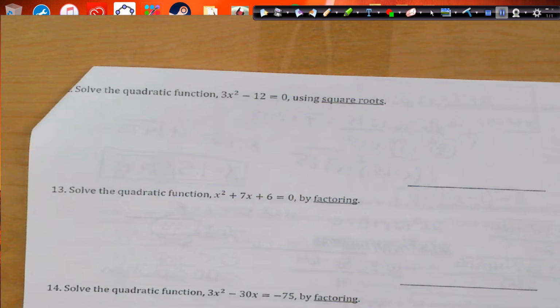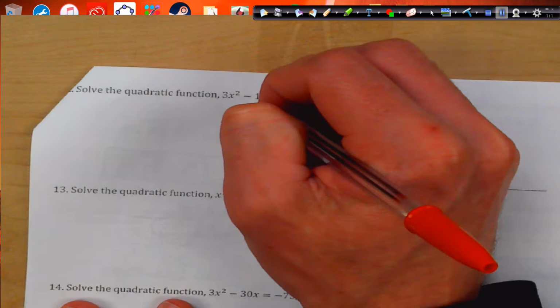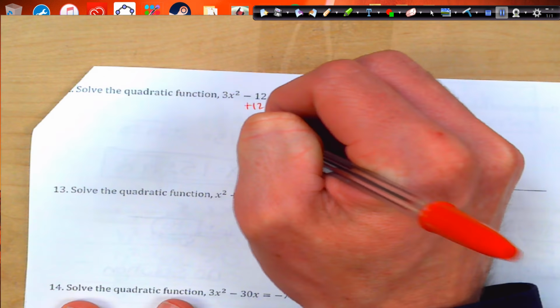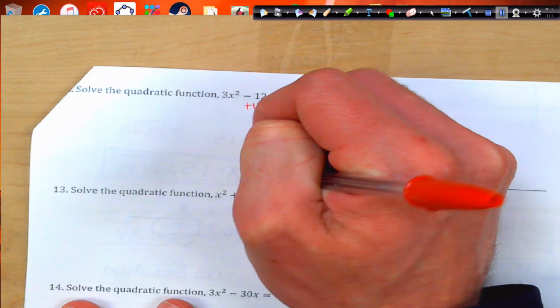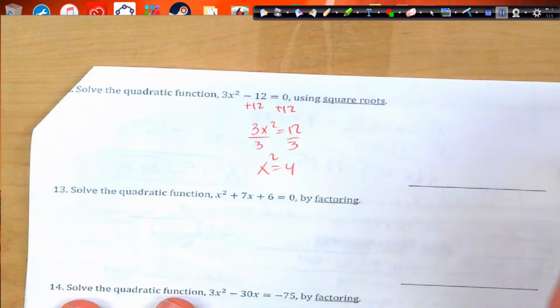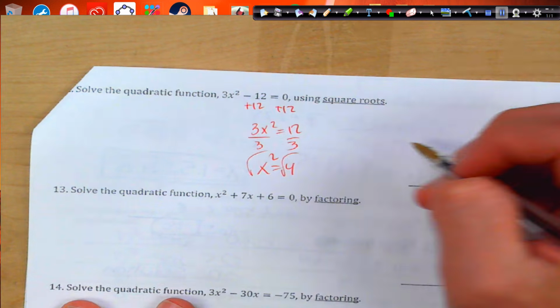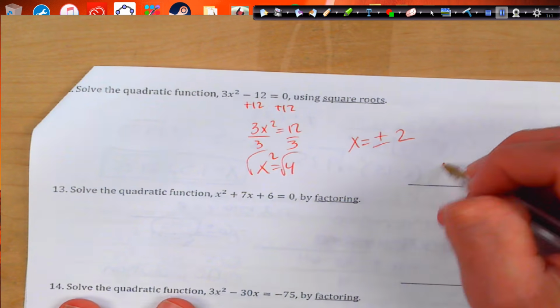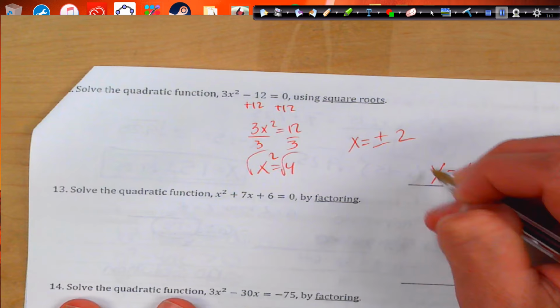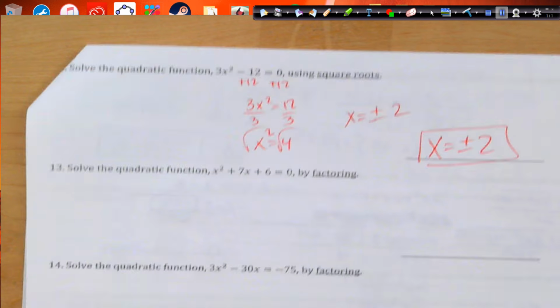Solve the quadratic function using square roots. So I'm going to just add the 12 over. Divide by 3. And then we can take the square root, which will give us x equals plus or minus 2. Remember to always do plus or minus 2. Always find the plus or minus if you're doing square root.